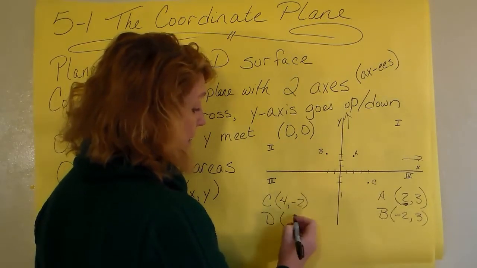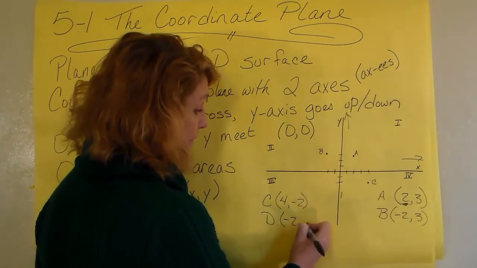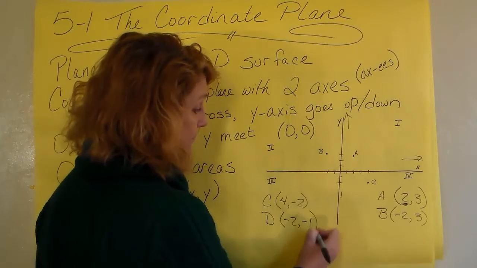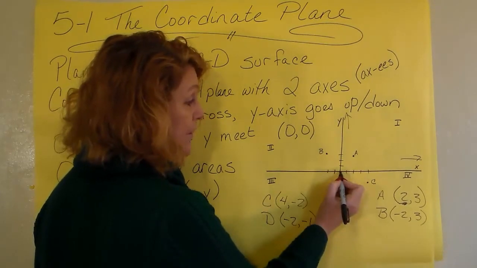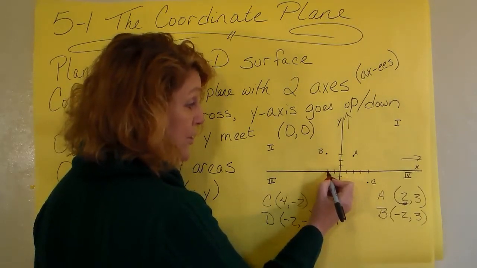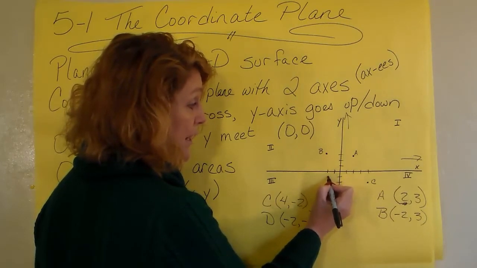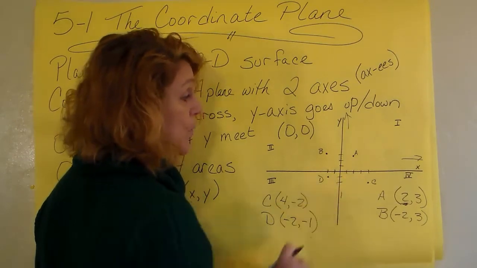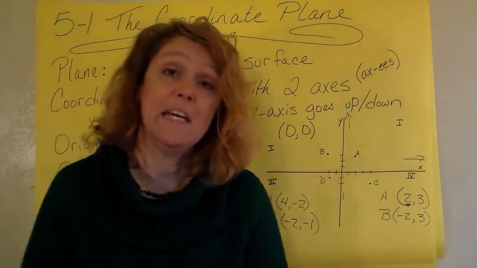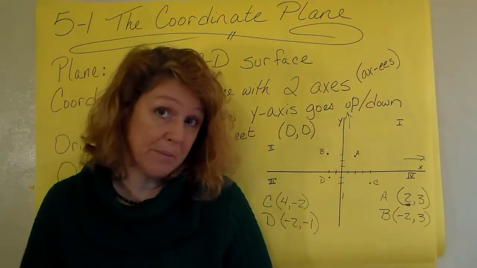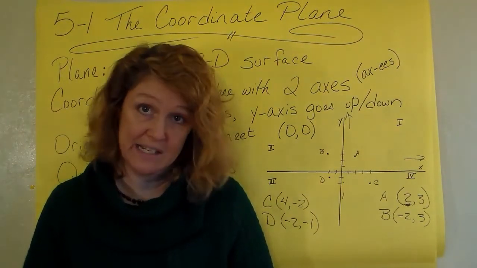And what happens if they're both negative? Negative 2, negative 1. We're going to start by going over 2 in the backwards direction, and then we're going to go down 1. And that right there is point D. The key here is remembering that x always comes first and x is side to side.